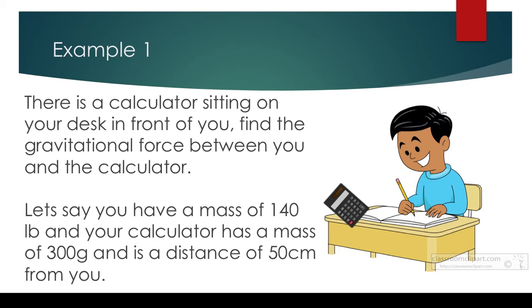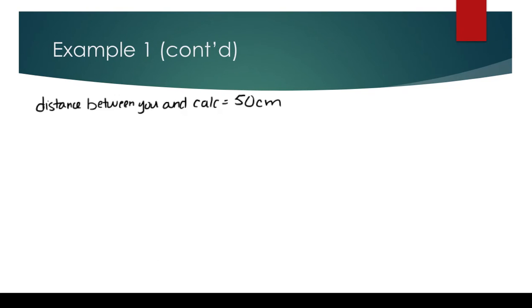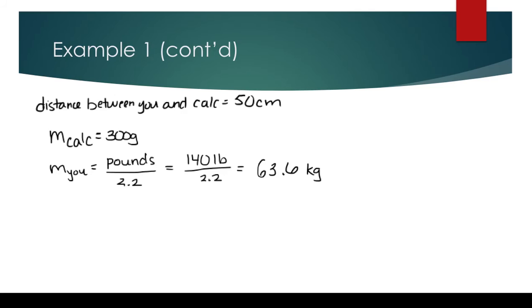Often, this is called the universal law of gravitation, Newton's universal law of gravitation. So there's a couple things we need. The distance between you and the calculator. So we're assuming we're talking about the distance between our center of masses, 50 centimeters. The mass of the calculator, which is 300 grams. And the mass of you, which you need to convert to kilograms. We want to divide by 2.2. We know for every 1 kilogram is equal to 2.2 pounds.